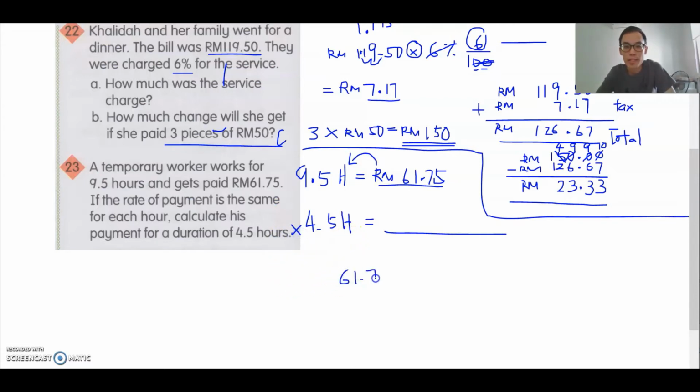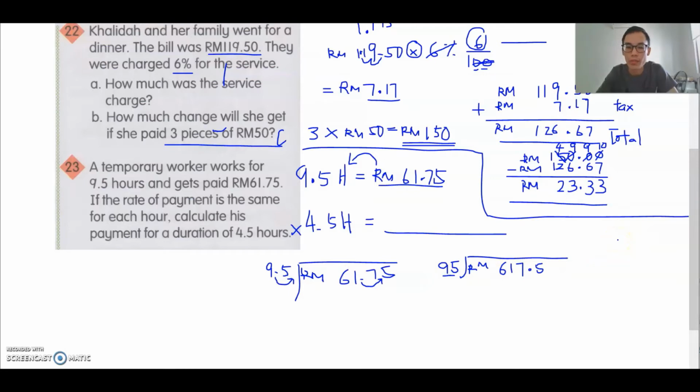So 61 ringgit 75 cents divide 9.5. Now, how do we divide this? There's a decimal point. So we move the decimal point to the right in both numbers. So 9.5 becomes 95. 61.75 becomes 617.5. Okay? Then we have to look at 95.